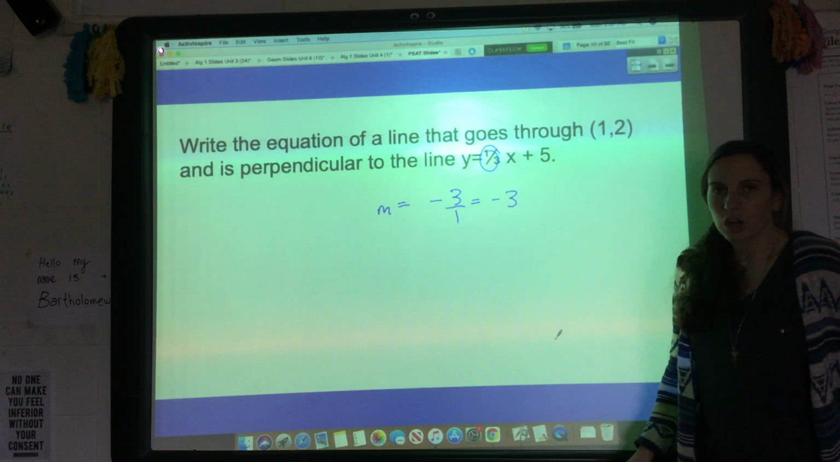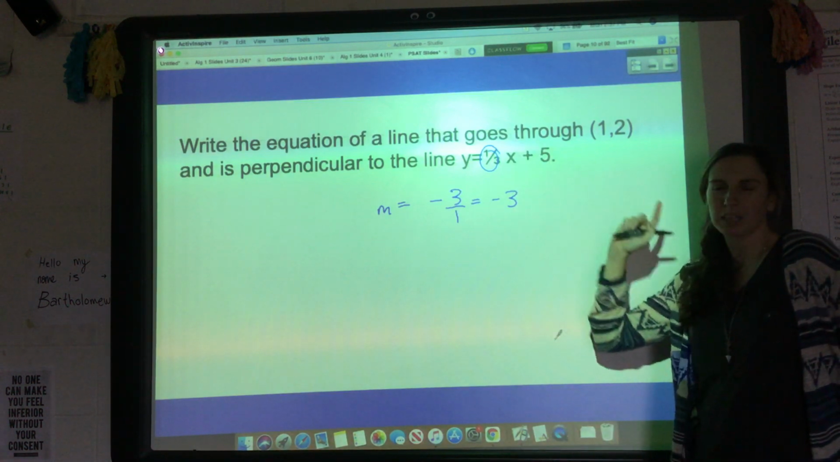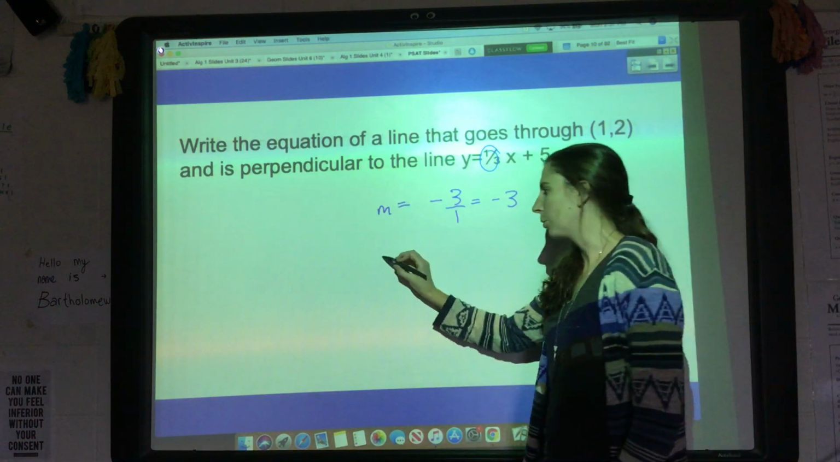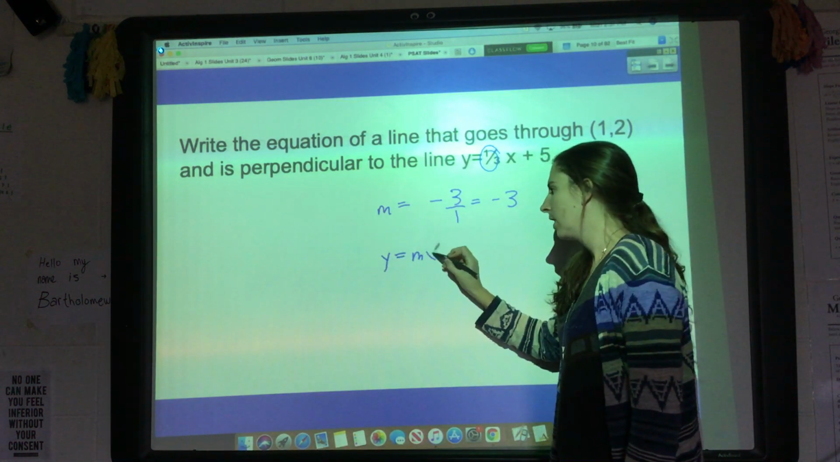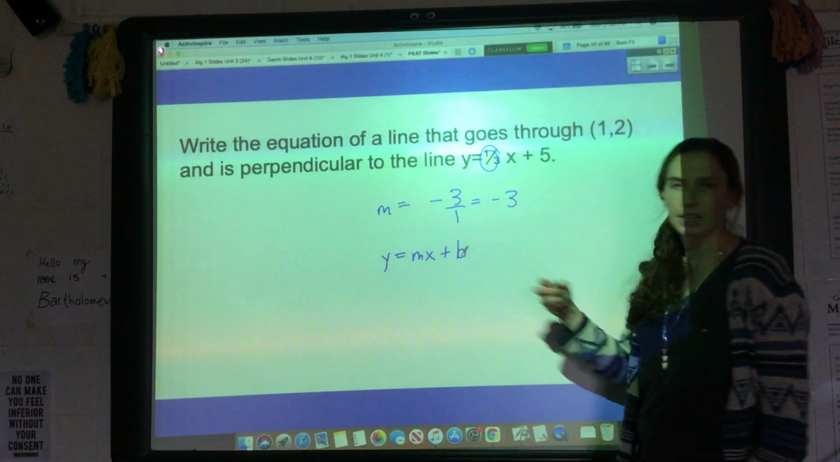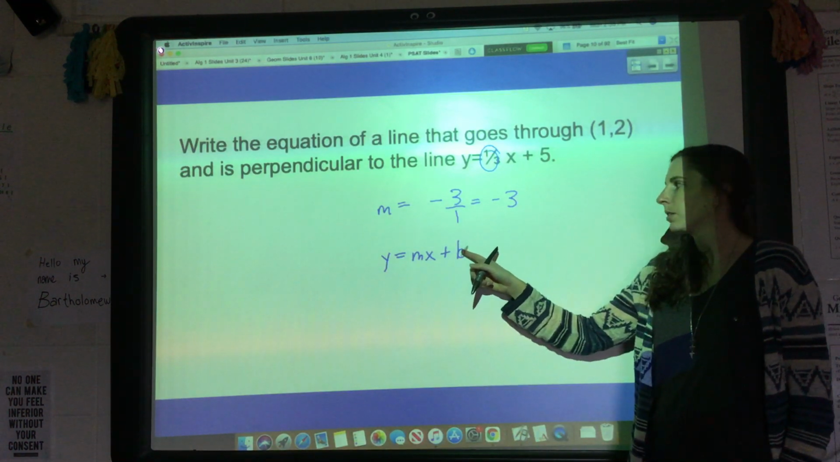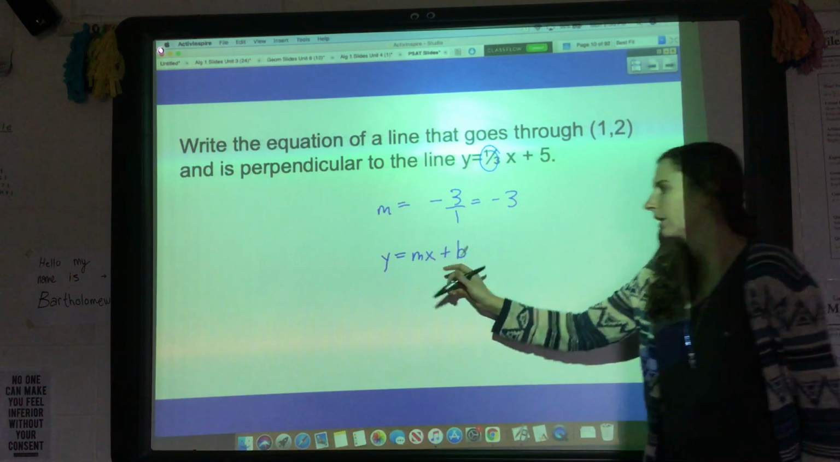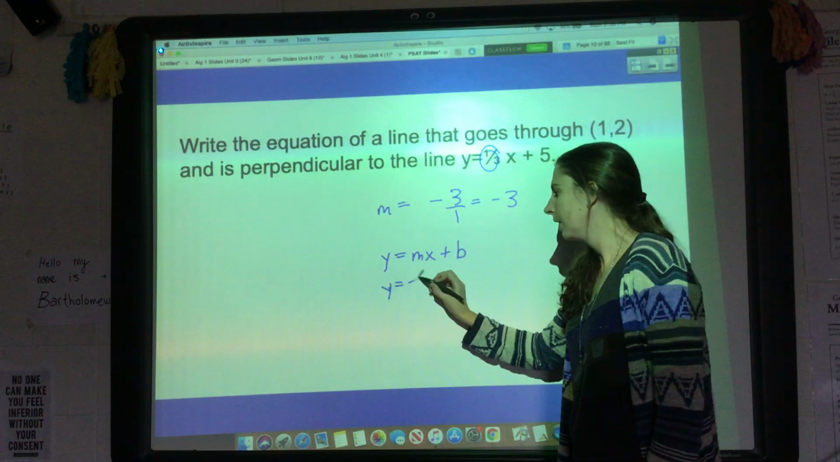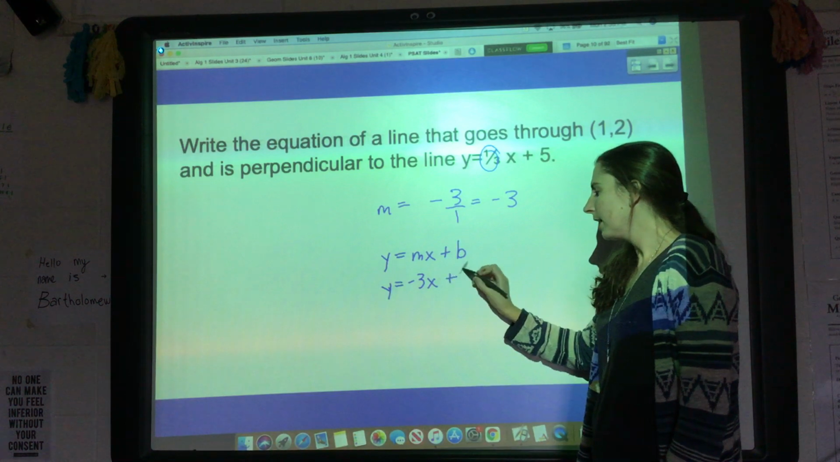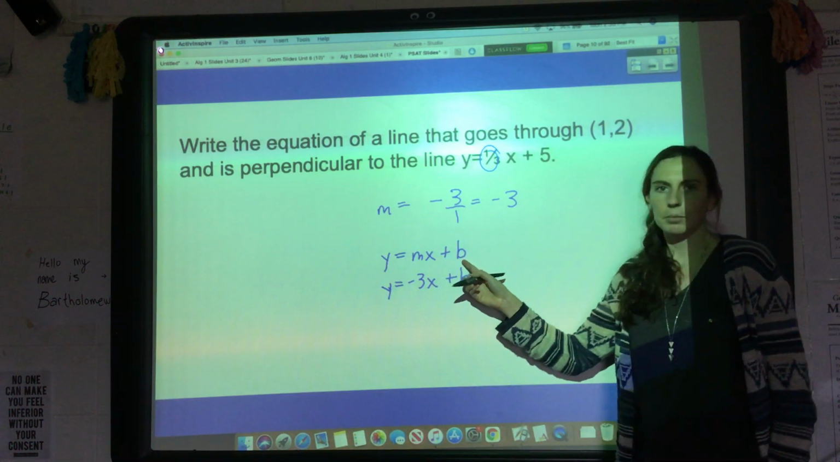Okay, so you can do the point slope formula if you remember that, but I'm just going to use slope-intercept form, which looks like this. y equals mx plus b. That's the equation of a line where you fill in the slope and the y-intercept. I already know the slope is negative 3. And what I don't have is the y-intercept.